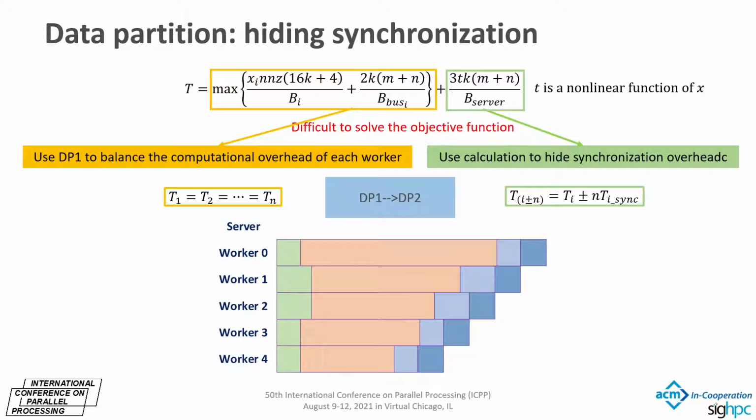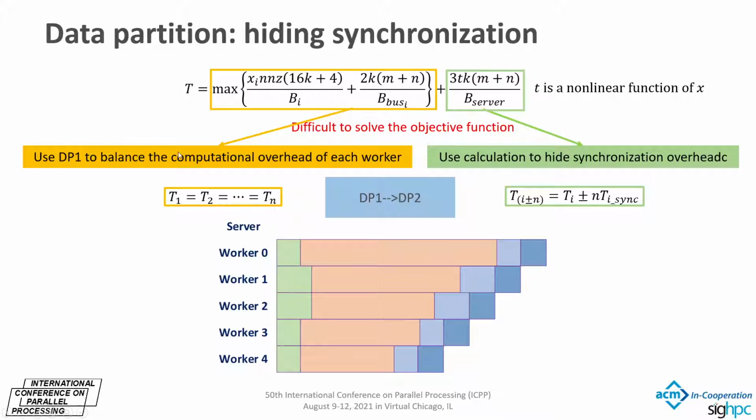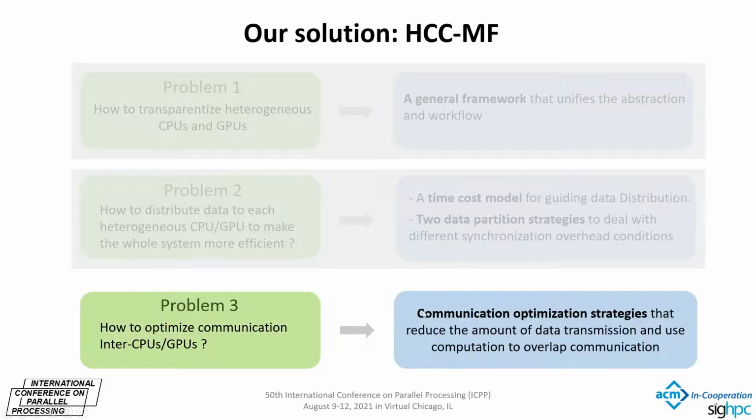First, distribute the data according to dp1 so that the yellow box part is minimized. Secondly, taking the execution time of dp1 as the input of the formula in the green box, a new data distribution dp2 is obtained. In this way, the calculation time is used to hide the synchronization time to reduce the total overhead. To optimize communication, we have designed 3 communication strategies from the perspective of reducing data transmission and overlapping communication.